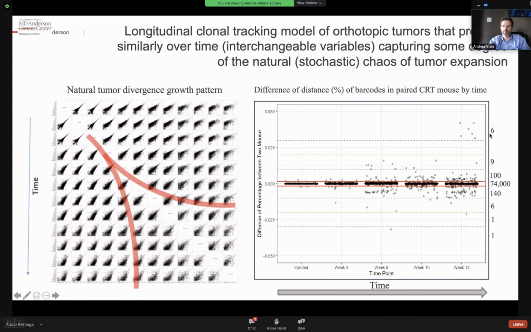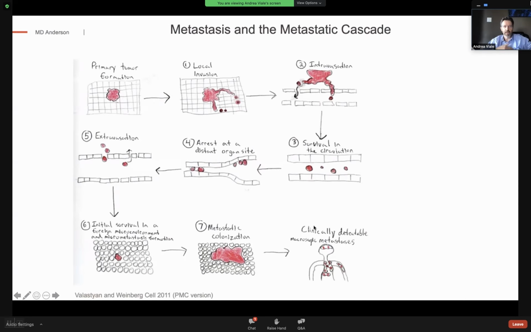We have some divergence. For instance, here we have 6 clones that are growing, specifically expanding more in one of the 2 animals. But again, the difference in terms of number of cells generated is minimal, below 5%. So this is a very potent platform, and Alex decided to use it to study metastasis and the metastatic cascade.